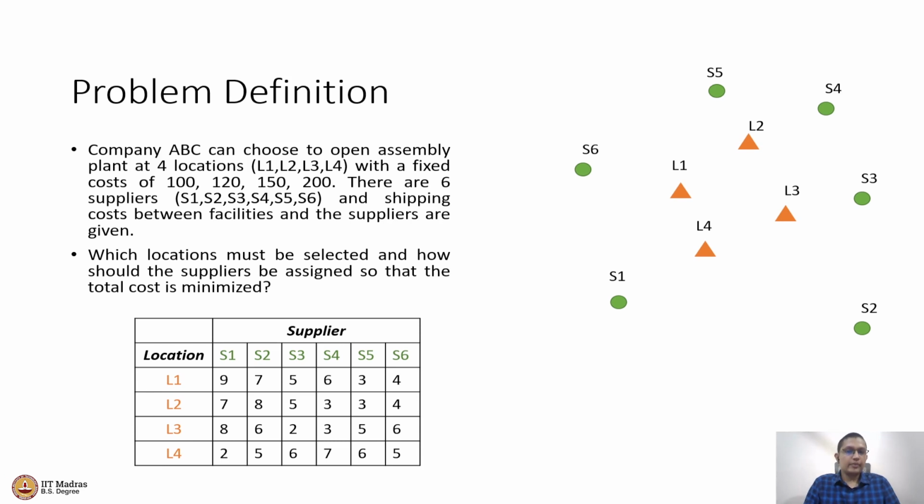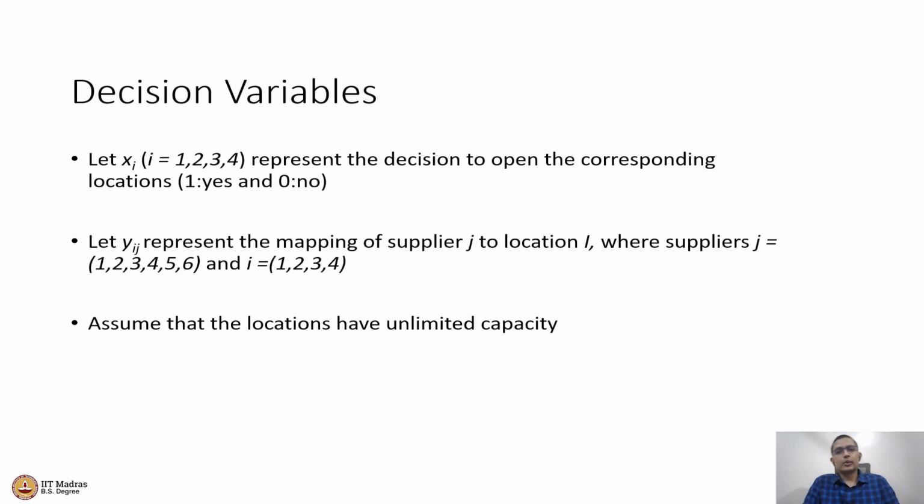So ABC has to decide on two things: where to have the locations and how to map the suppliers to the respective locations. And then all these things must be done with the objective of minimizing the total cost. So here total cost has two components: the cost of building a facility, that is the fixed cost or one-time cost, and then the shipping cost. So any linear programming problem will have four things, starting with decision variables, objective function, constraints, and non-negativity constraint or binary constraint. Right? So here we are starting with the decision variables.